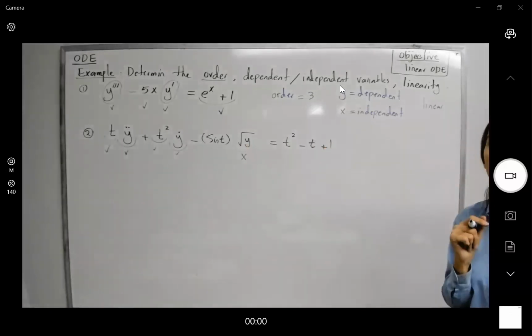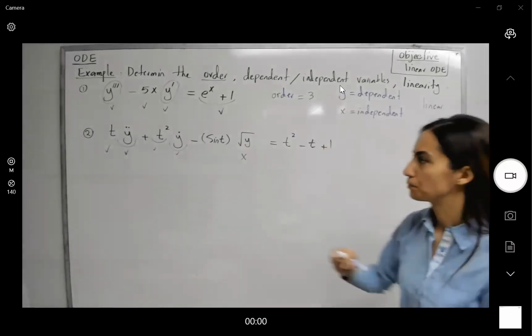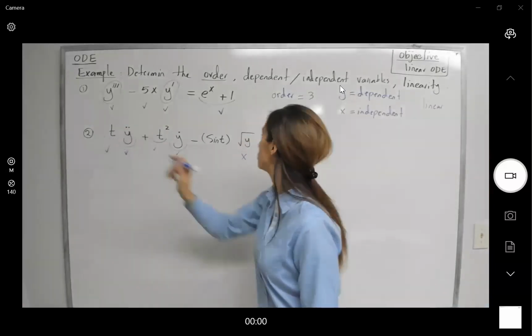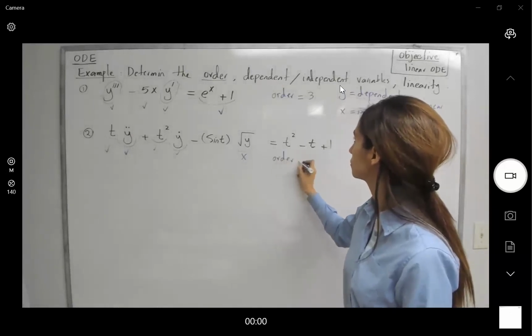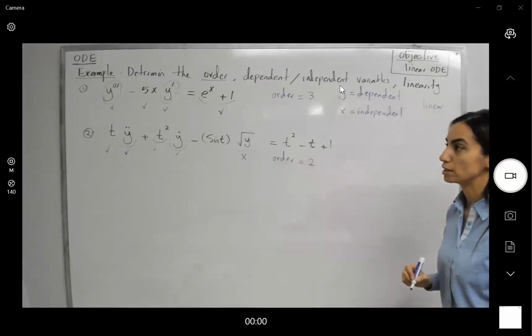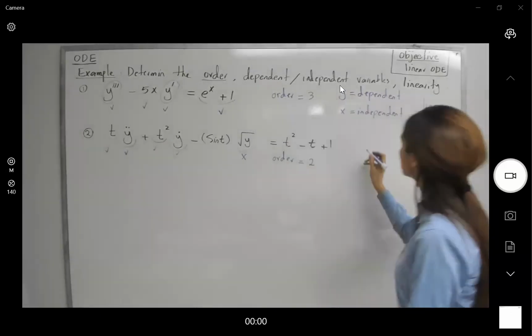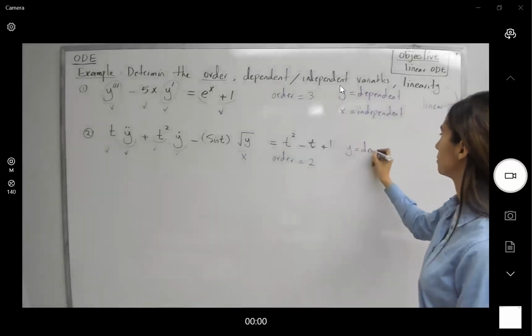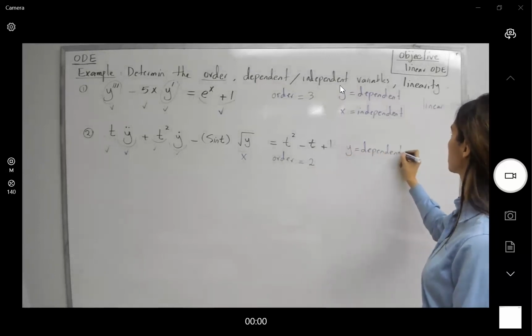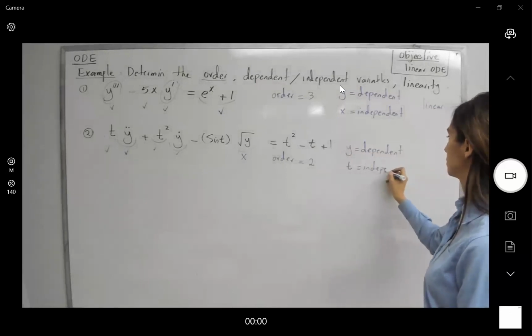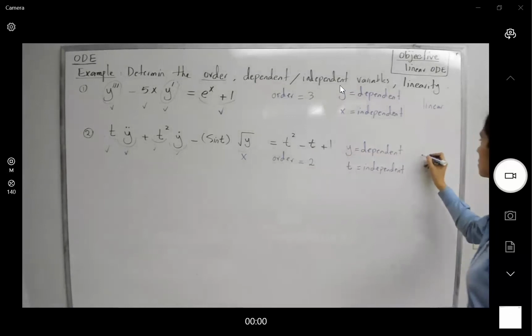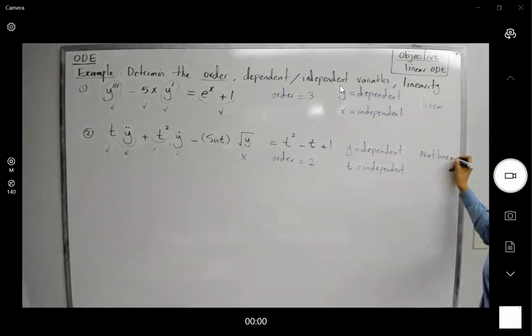What is the order of this differential equation? The highest derivative is 2, so the order is 2. As you can see, y depends on t. Y is dependent and t is independent. And this is not linear because of the square root of y.